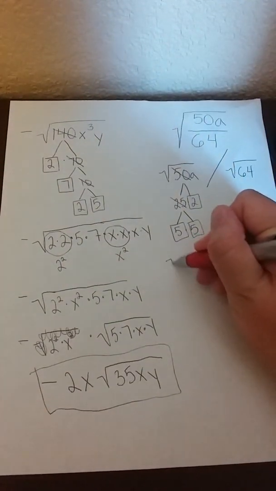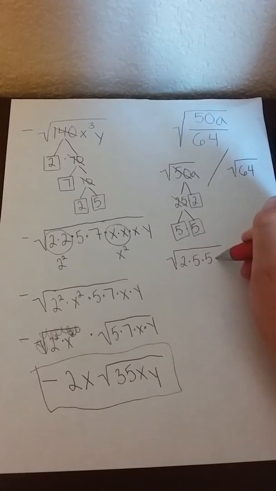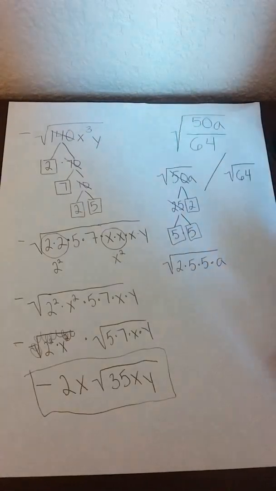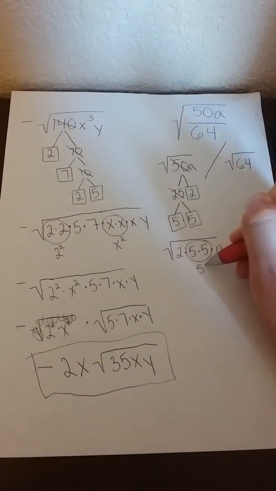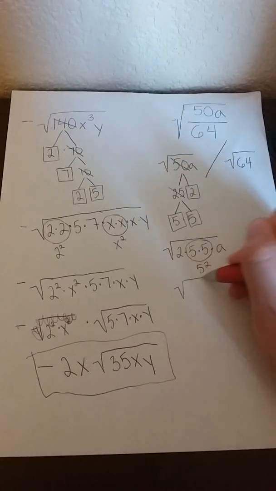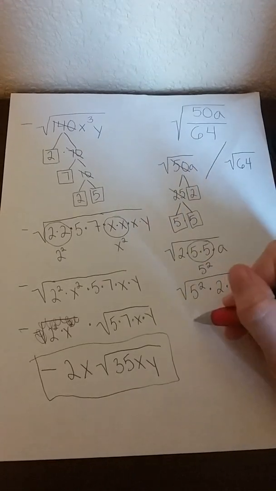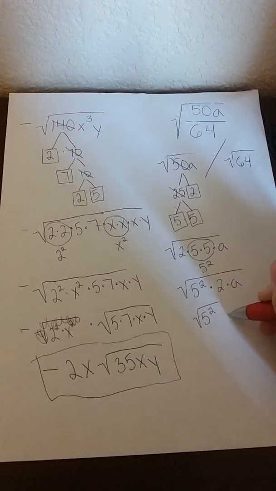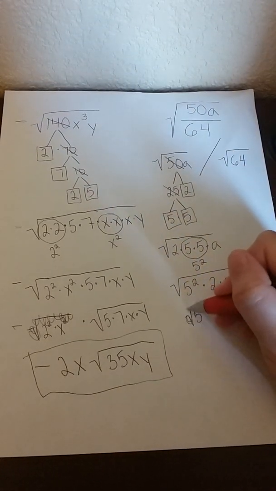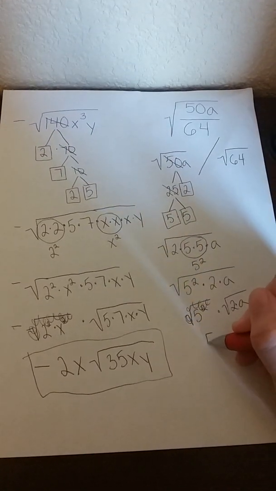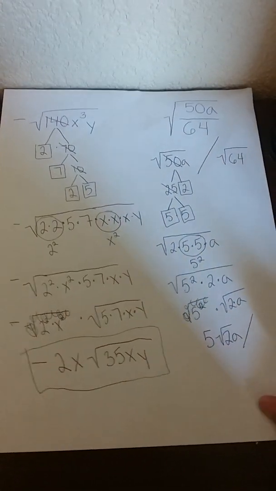So square root of 50 is really square root of 2 times 5 times 5 times a. Don't forget the a that was originally there. These make 5 squared. So this is square root of 5 squared times 2 times a. Break it into two pieces. The square root and the squared cross off. So this is 5 square root of 2a. That's the top of my fraction.